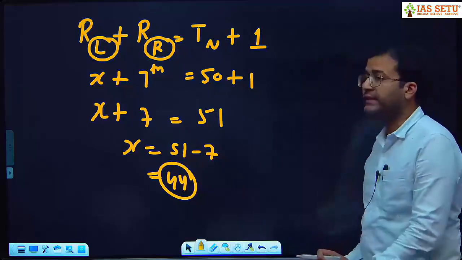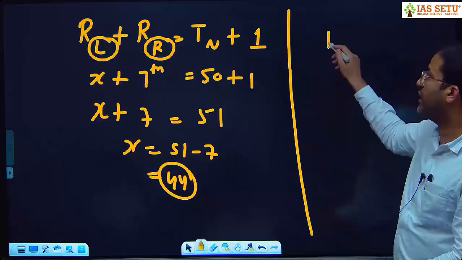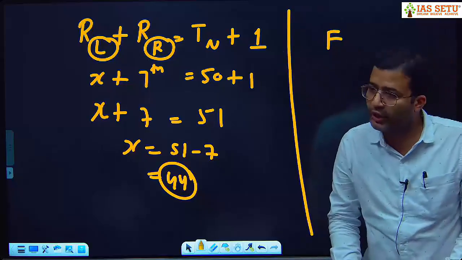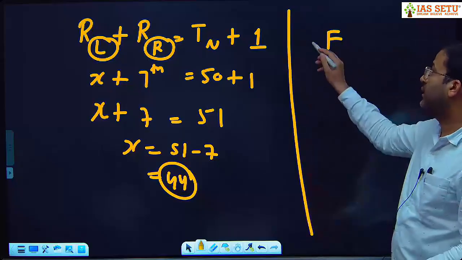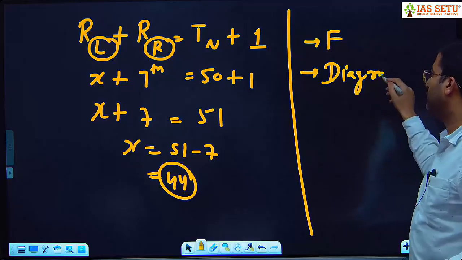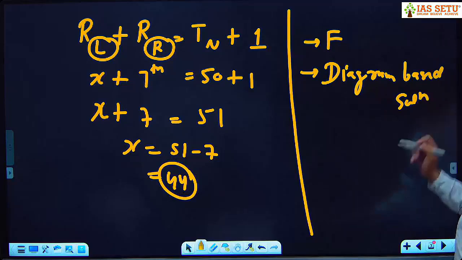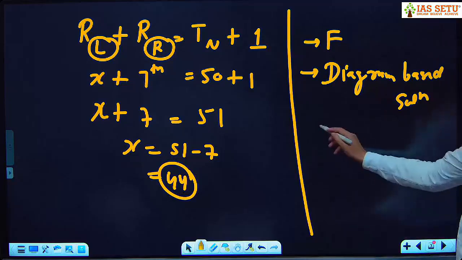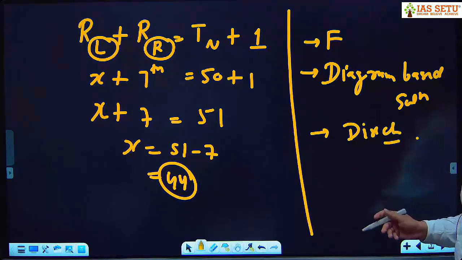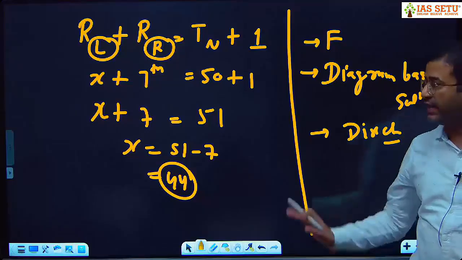And second thing is, just have an image in your mind for number ranking. One thing which will help you is a formula, and there is only one formula. Second thing is diagram based solution, which is very, very important for miscellaneous questions. And third thing is, you have to be clear with the concept of direction, left, right mainly, or maybe other direction parts. Let me complete that.